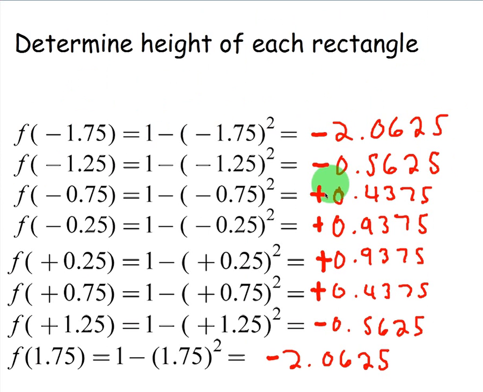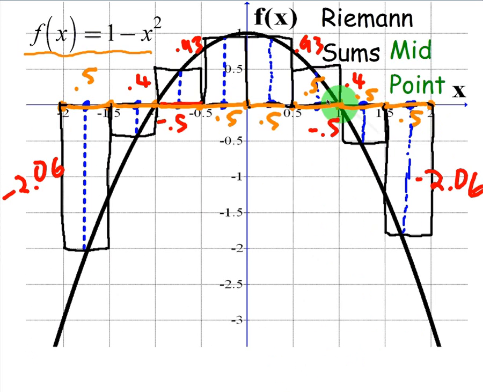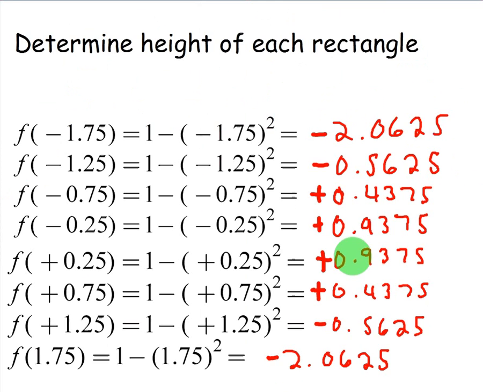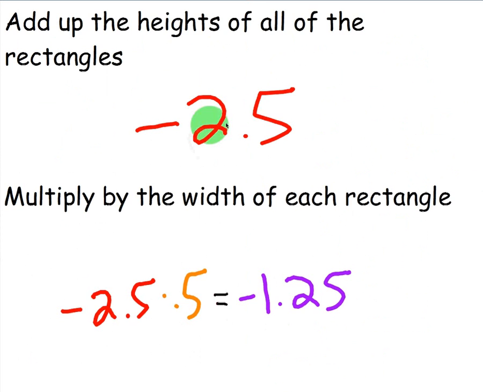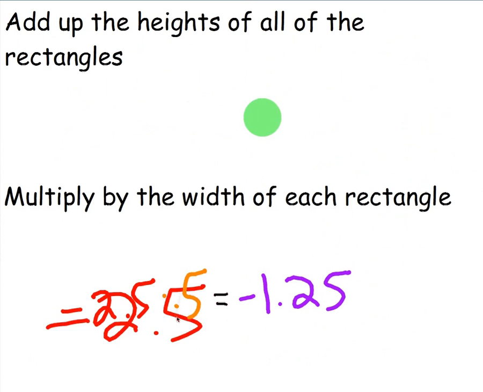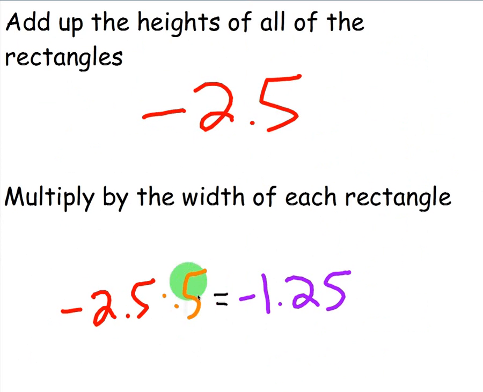Again, since this is a definite integral, we include the values below the x-axis as negative. Everything above the x-axis, like these rectangles, is positive. So add up all these y values, and you actually get negative 2.5. And if you multiply by a half, the width of each rectangle, you get negative 1.25. Now this is actually a little bit closer to the actual value than left and right.